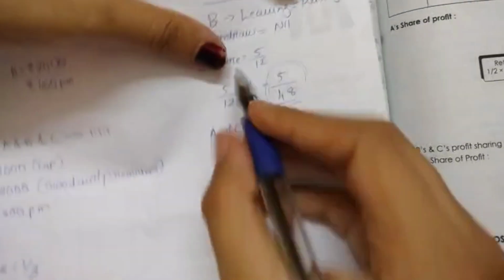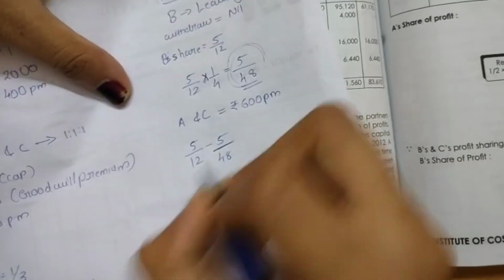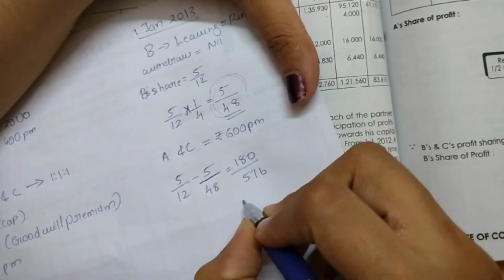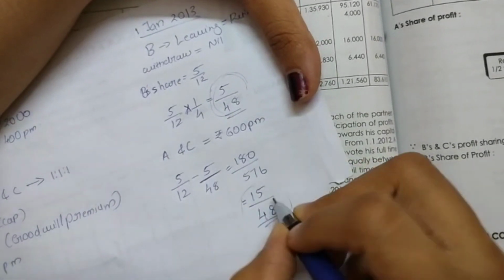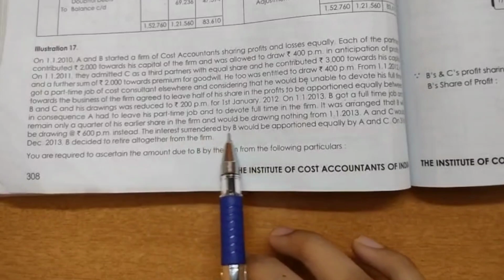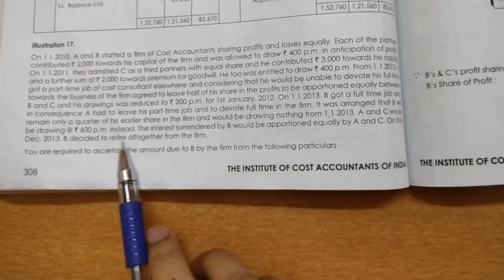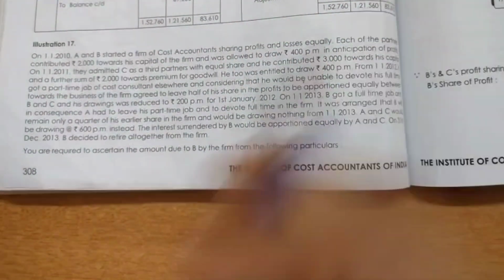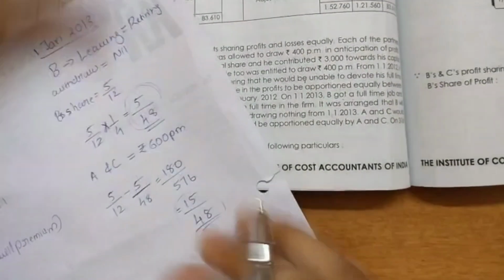So that is what they are saying here. Let's subtract this 5/48 from 5/12. 5/12 minus 5/48, we'll get 180 divided by 576, which we can minimize to 15/48. So this portion of share is going to be surrendered, and this portion will be equally distributed to A and C. That is what they are saying. The interest surrendered by B would be apportioned equally by A and C. On 31st December 2013, B decided to retire altogether from the firm. So it is on 31st December 2013 that he is finally going to retire from the firm. So let's calculate. 15/48 is to be distributed among A and C equally, right? So let's calculate that.